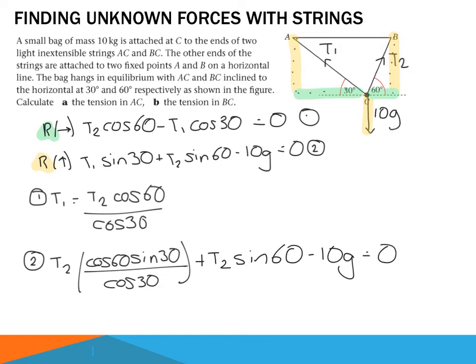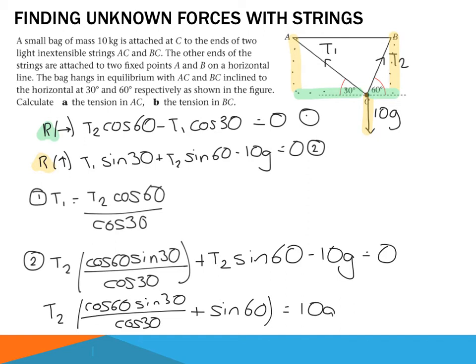We're going to need to bring T2 out as a factor, and then we can divide by that whole bracket. So if I bring T2 out here, we're going to have cos 60 sine 30 over cos 30 plus sine 60, and we can move that 10G over to the other side. So to get T2 now, all we're going to do is 10G from this side divided by that entire bracket there. So you are going to want to probably use the fraction button on your calculator. That will help out with getting everything in the right place. After all of that, that will come out to be T2 equals 84.5 newtons.